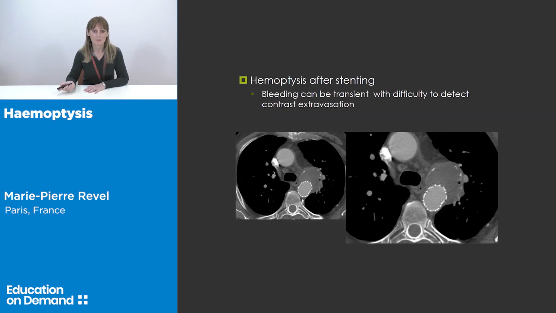Fortunately, some large aneurysms are previously treated by stenting, but if there is a leak from this stenting, patients might experience haemoptysis, and it's very difficult to depict the contrast extravasation. So patients with such images presenting with haemoptysis, even though we cannot depict the contrast extravasation, this does not rule out the possibility that it's a bleeding coming from the aneurysm.